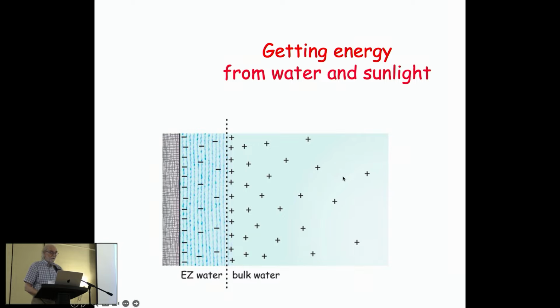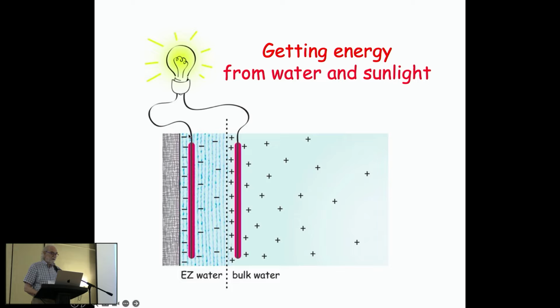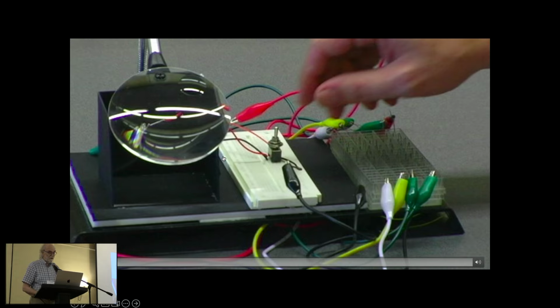And one of the things that follows directly from what I presented is getting energy from water and sunlight. You've seen this before. So the idea is you put one electrode here in the negative, one electrode in the positive. As I suggested, this is a battery, and you ought to be able to get electrical energy from that. We've demonstrated proof of principle. And it's demonstrated here in the slides.